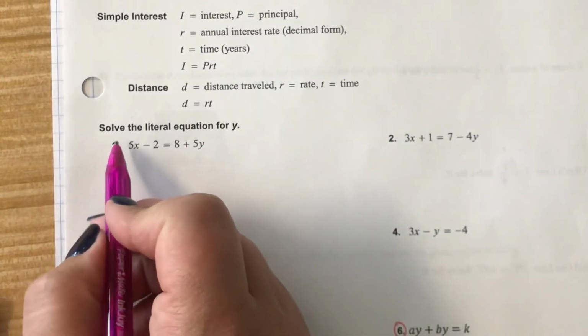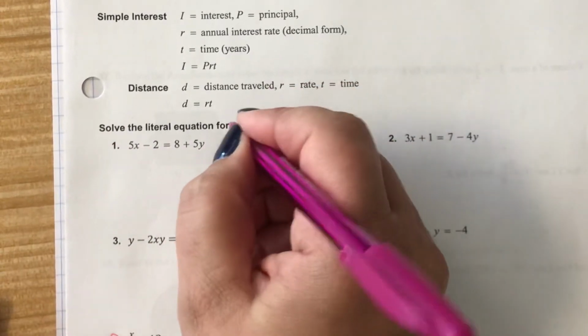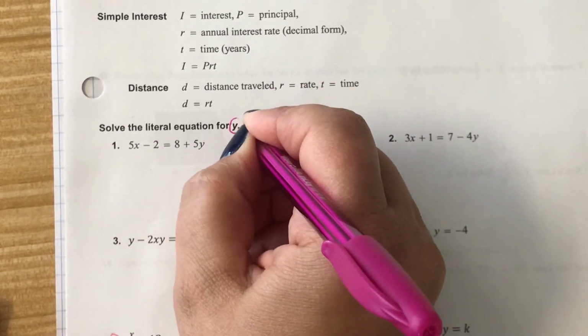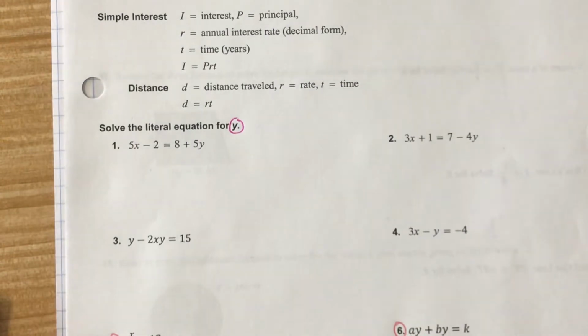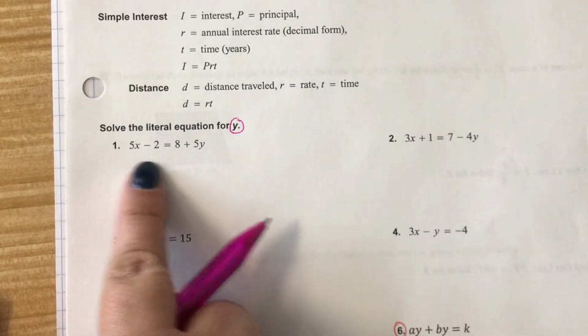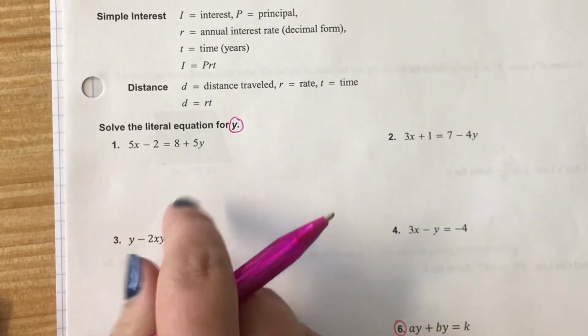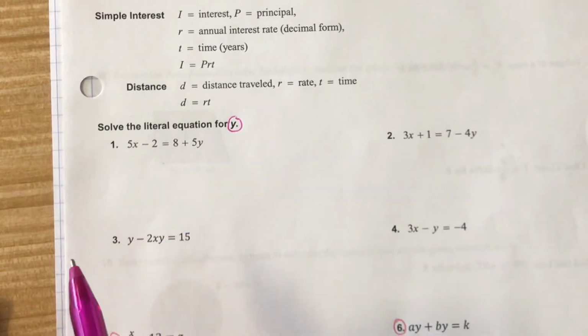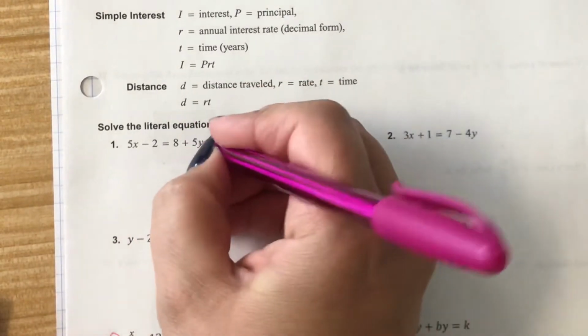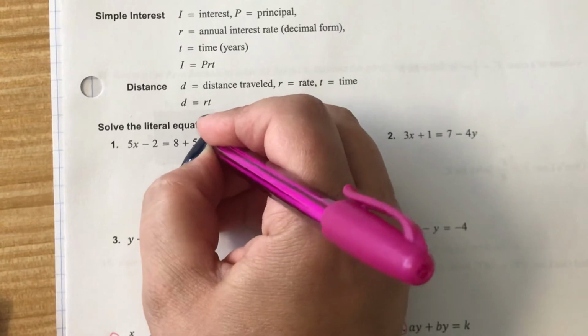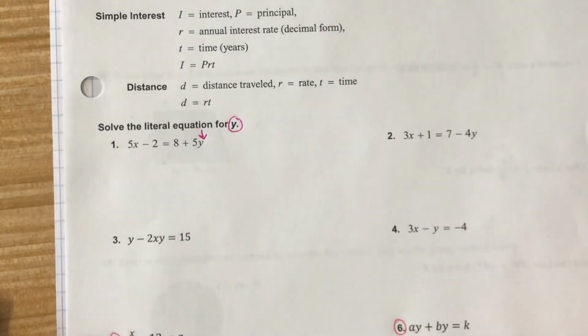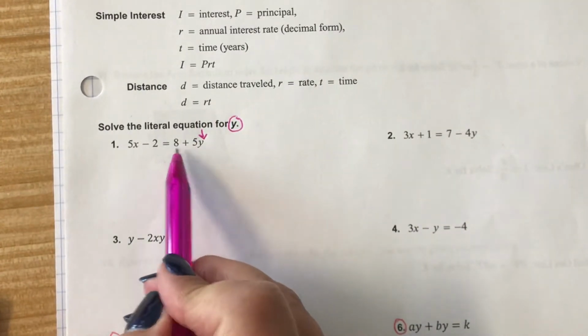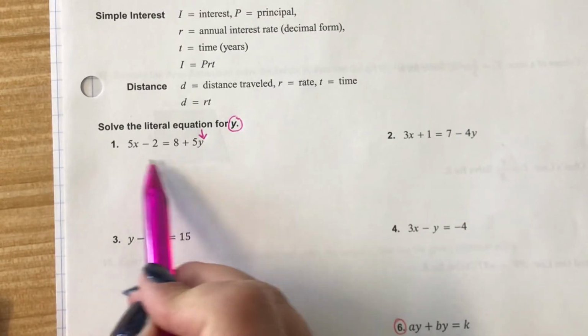So the directions here tell me to solve the literal equation for y. This is really important, right? That way you're not doing a whole lot of work solving for x when, oh, I had to solve for y instead. That way you know exactly where your target is, if you will. So first things first, identify where the variable you're trying to isolate is. There it is, okay?